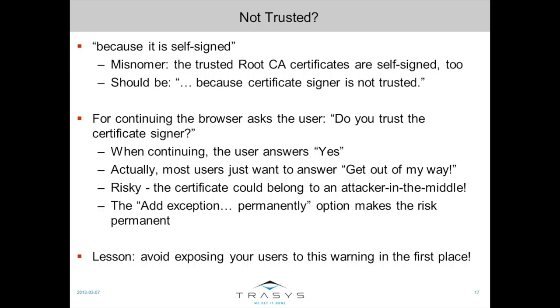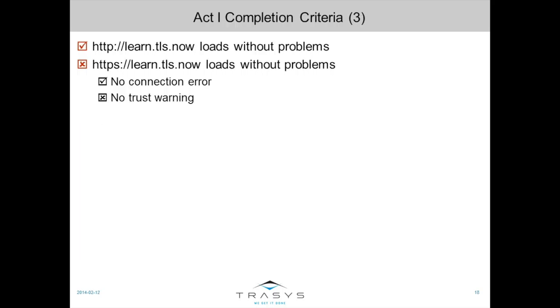There's an add exception permanently option in that form where you can go through. And if you happen to click on that when you're accepting the certificate of the man in the middle, of the attacker in the middle, you've just made the risk permanent by adding the exception permanently. Best is to avoid exposing your users to this in the first place and keep it so that when they do get the warning, it is something different. It is something out of the usual for them. Don't let clicking through warnings become business as usual.